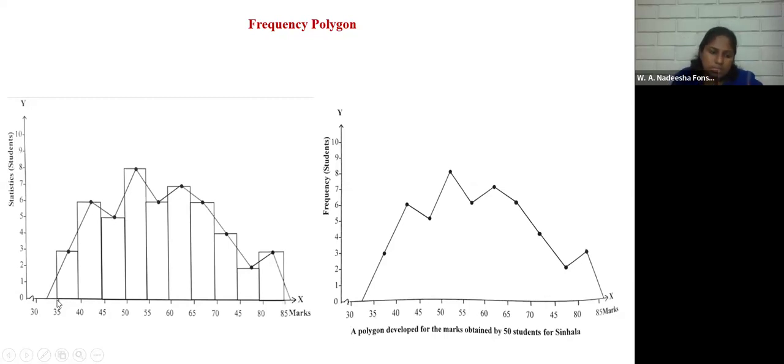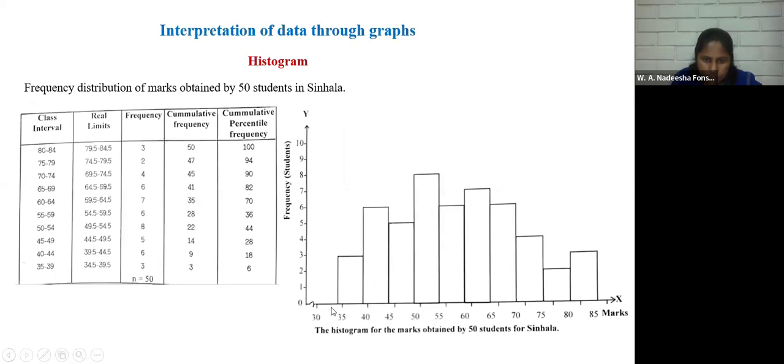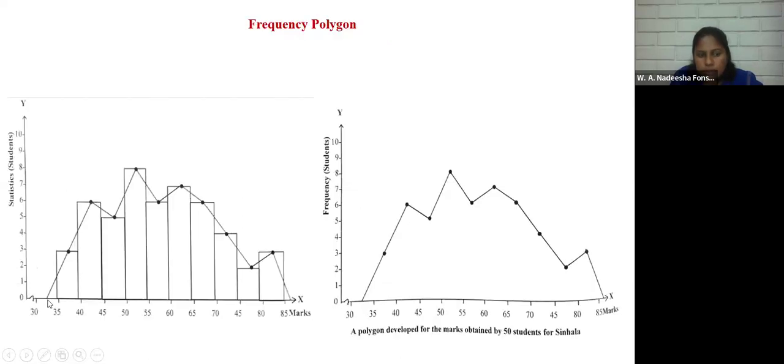Here the lowest limit is 34.5. Here 34.5. Then we have to consider another. The class range is 5. So another 5 here, and take the midpoint of that. And then connect the first point and this point. Then with the x-axis, we can have the polygon, a closed figure.